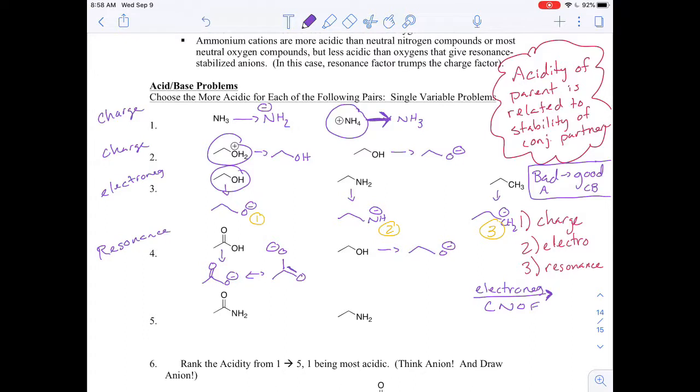Let's talk about that. Notice, I have a negative on an oxygen, a negative on an oxygen, a negative on an oxygen. So they were both neutral, so charge doesn't matter. Electronegativity is the same, so resonance is my tiebreaker. So because this has a resonance, I choose that. Next one, same concept.